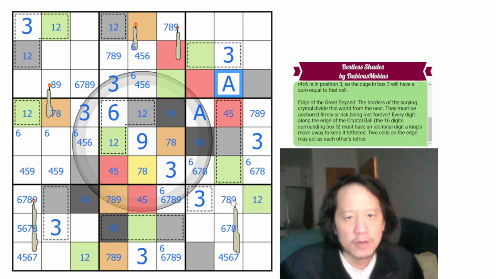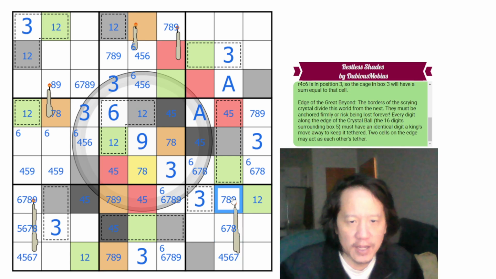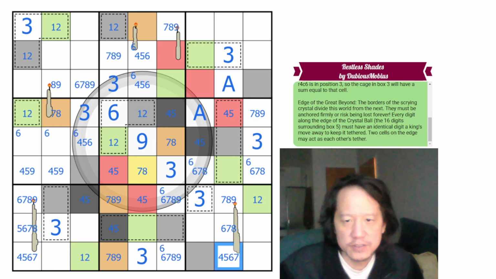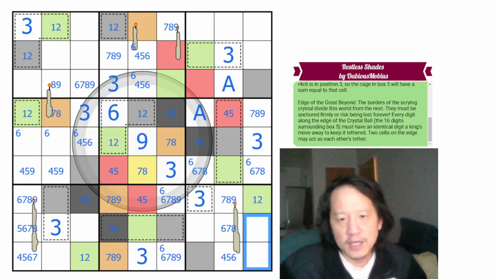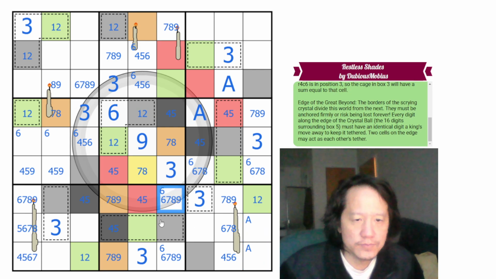Okay. Well, because this is 7, 8, or 9, we know this cannot specifically be 7, 8, and 9, because then that would leave this cell with no possibilities. So this can't be a 7. We know that matching A has to be one of these two cells, but we don't know which. This could be 4, 5, and 6.